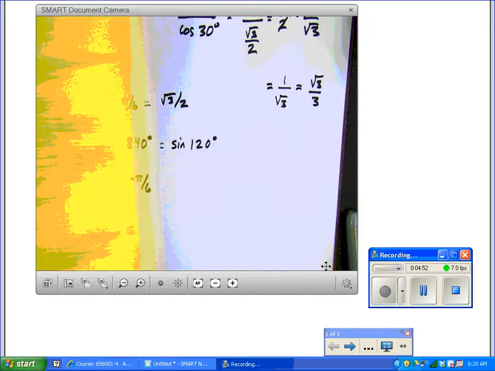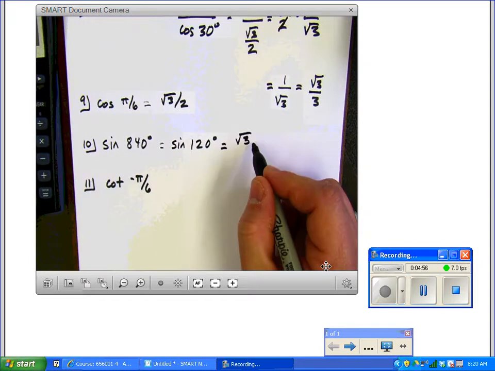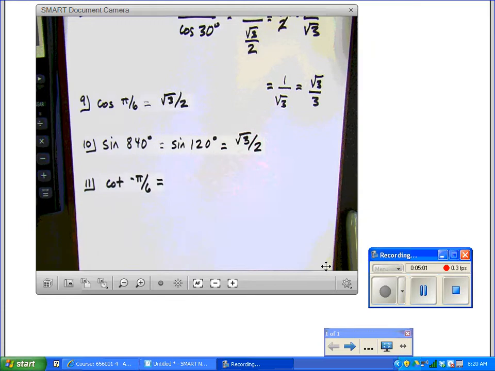Okay, and then number 11, you had to do the cotangent of negative pi over 6. Now, again, this is negative. You could find a coterminal angle by adding 2 pi, but this one's really not hard to do with it being negative. I'm just going to leave it negative here and do this.